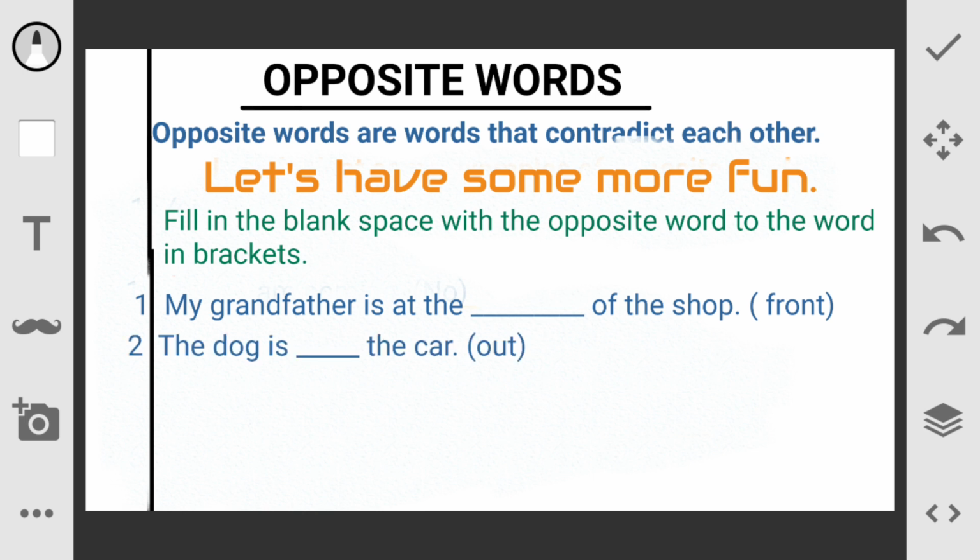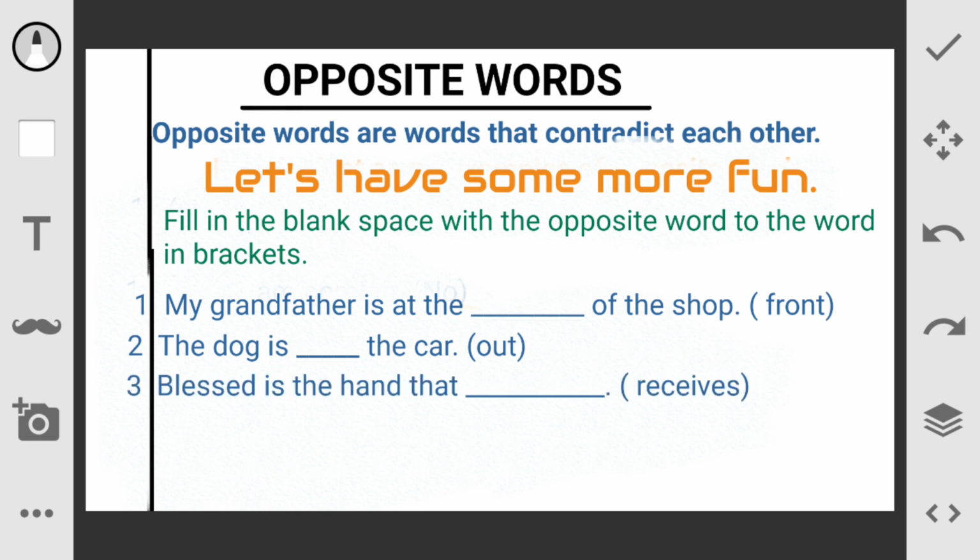Let's look at number 2. The dog is dash the car. The word in bracket is out. So let's find out the opposite of out. The opposite of out is the correct answer.